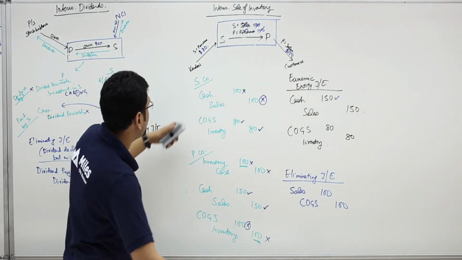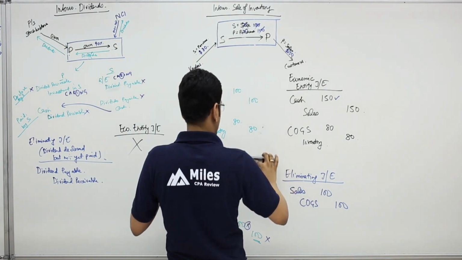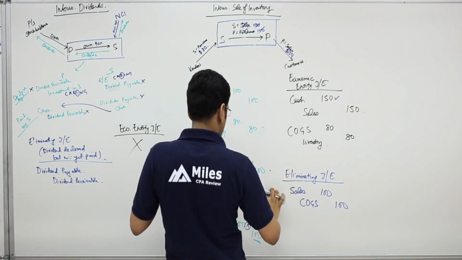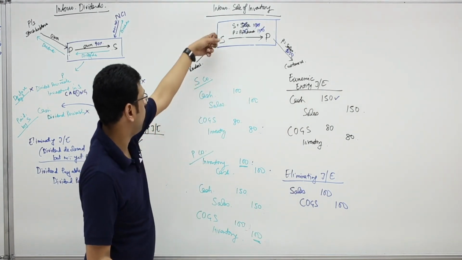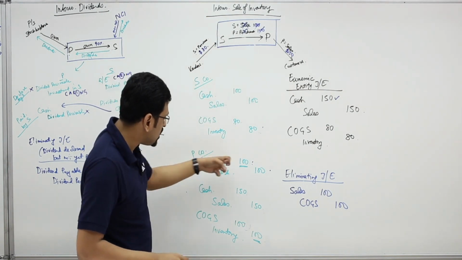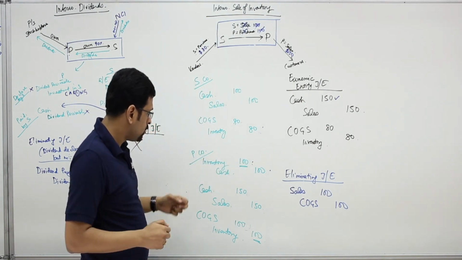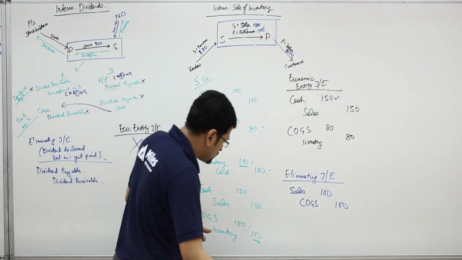So when you have cash to sales here, let me look at it again. Cash to sales $100 for S. COGS to inventory $80. So this is all good. The parent purchased inventory worth $100. Good. They made sales worth $150. Now what you need to change is this one.